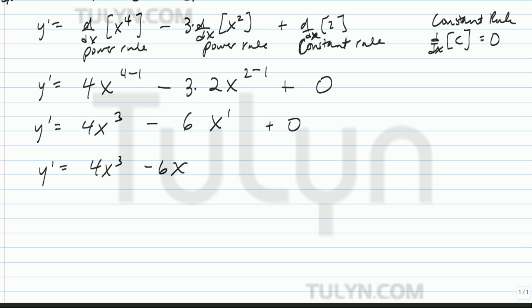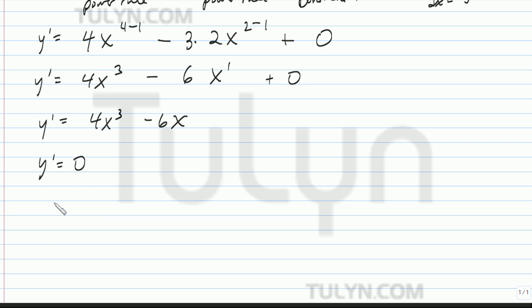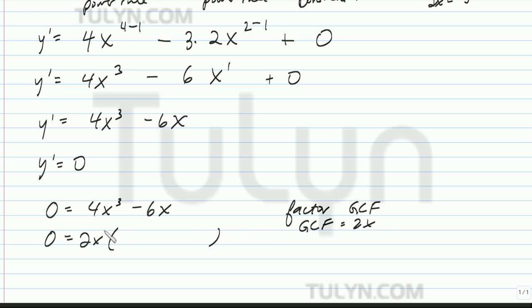So go ahead and set this equal to 0 to figure out what your x's will be, or your critical roots. So y prime equals 0. Your 0 equals 4x to the third minus 6x. Go ahead and factor out your greatest common factor, which is equal to 2x. So 2x times what gives you 4x to the third? It will be 2x squared minus, and 2x times what gives you negative 6x is going to be negative 3.